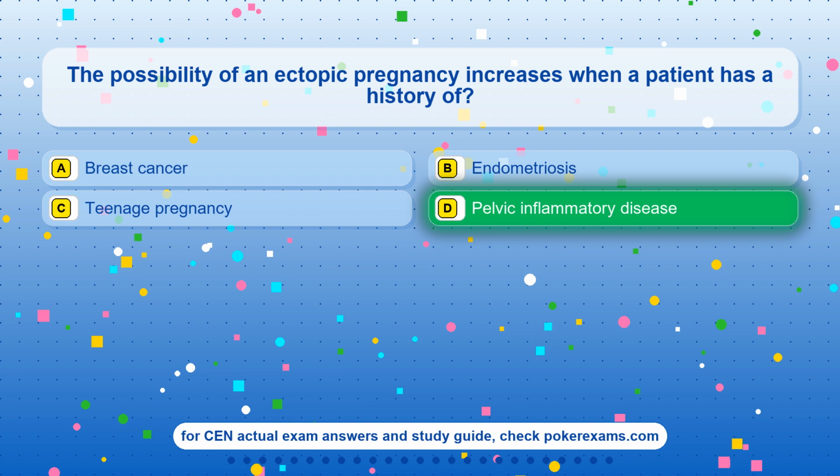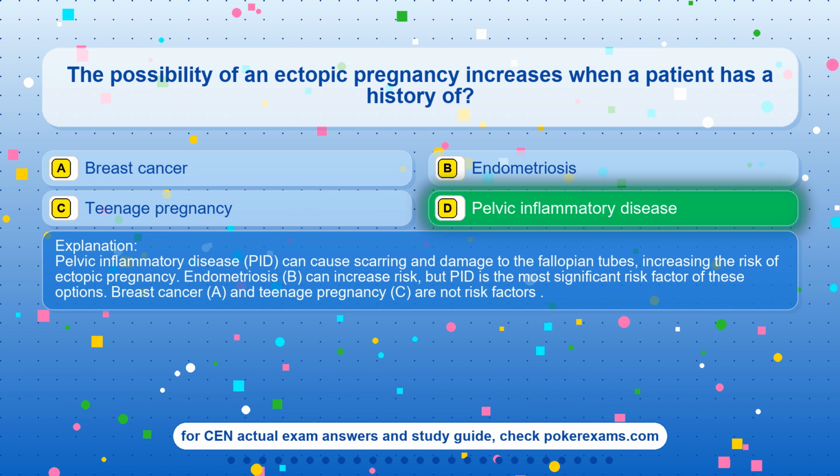pelvic inflammatory disease. Pelvic inflammatory disease, PID, can cause scarring and damage to the fallopian tubes, increasing the risk of ectopic pregnancy. Endometriosis, B, can increase risk, but PID is the most significant risk factor of these options. Breast cancer, A, and teenage pregnancy, C, are not risk factors.